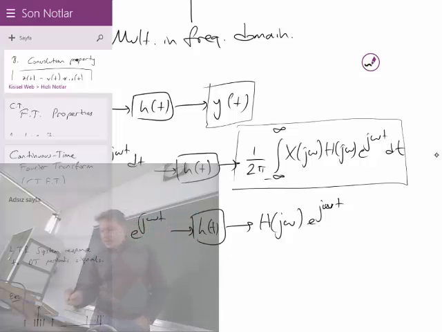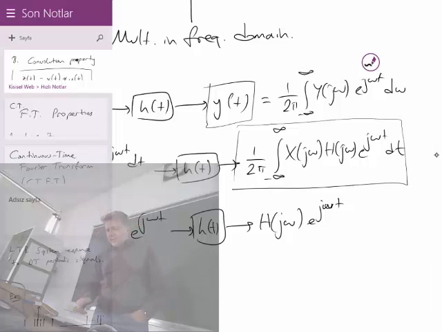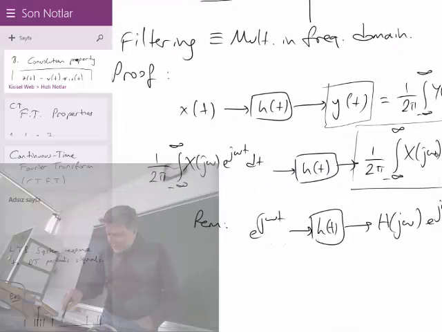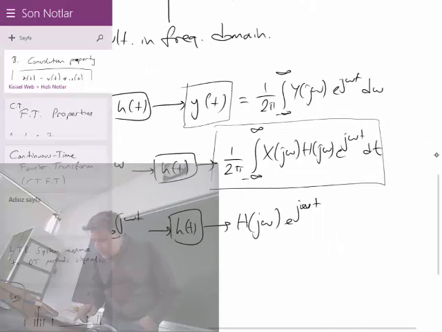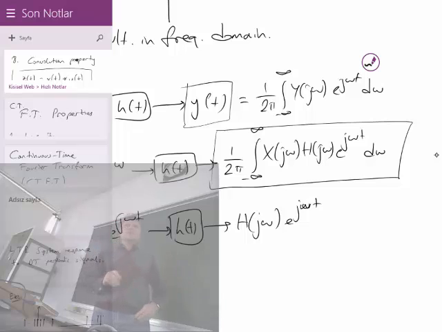And y of t, the inverse Fourier transform of that, is equal to 1 over 2 pi from minus infinity to infinity y of j omega e to the j omega t d omega. By the way, I'm sorry to write dt's all around here. They must be d omega, because they are the inverse Fourier transform. Sorry, I just made an error there.